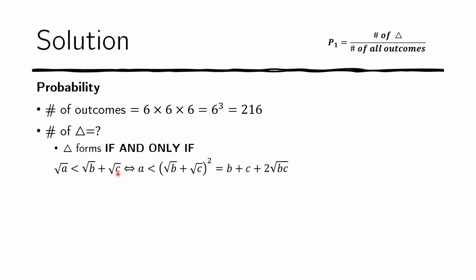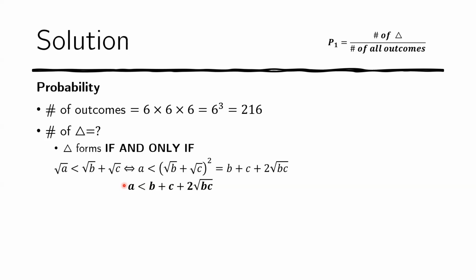So what we do is we square both sides. So we get a here, and on the right side, we get b plus c plus 2 square root of bc. And now, let's just write that down again like this. So a is less than b plus c plus 2 square root of bc. So this must be satisfied if we have a triangle that forms.